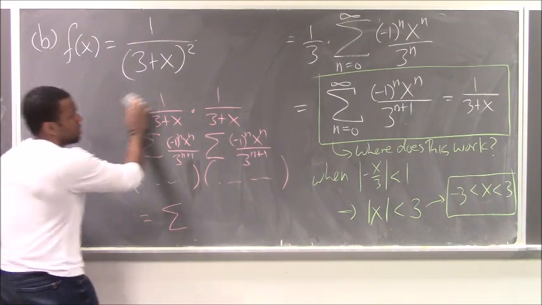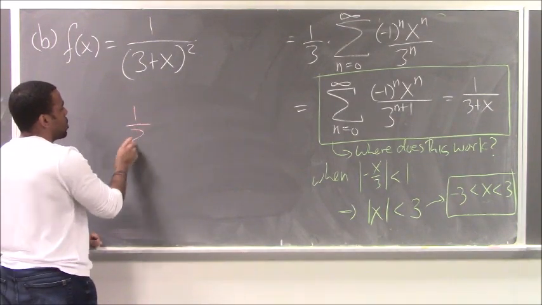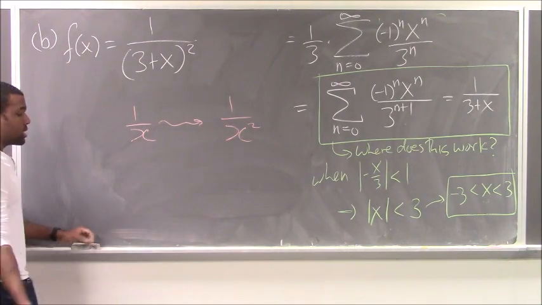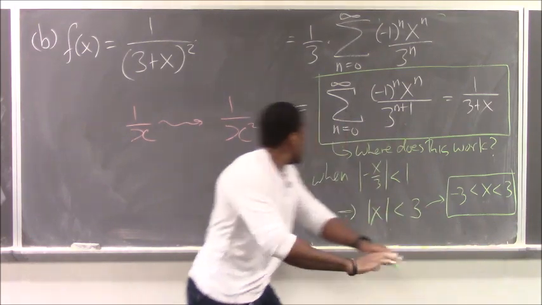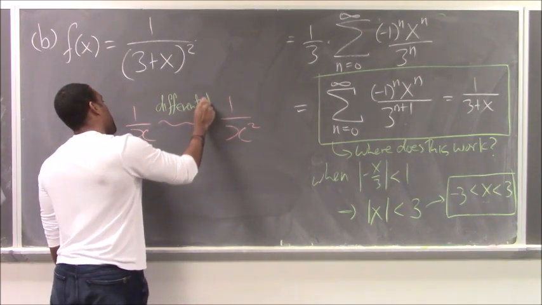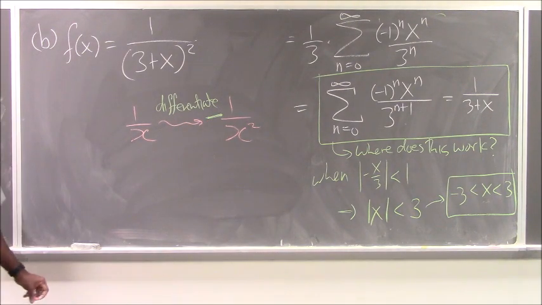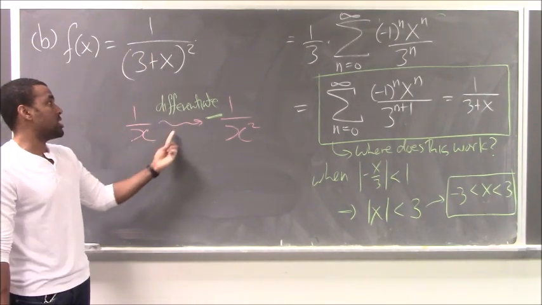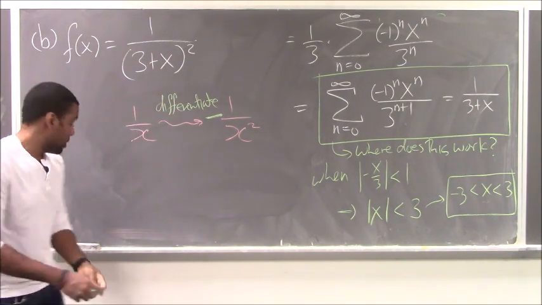One thing you could notice though is that if I have something like 1 over x, how can I connect it to something that looks like 1 over x squared? Well, one connection is to use the derivative. If I differentiate, then this would give me the negative of 1 over x squared. And that's a much nicer connection to make here, because when it comes to series, we know how to do the derivative. You just differentiate the polynomial version.